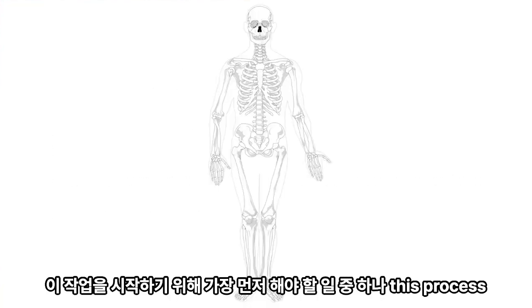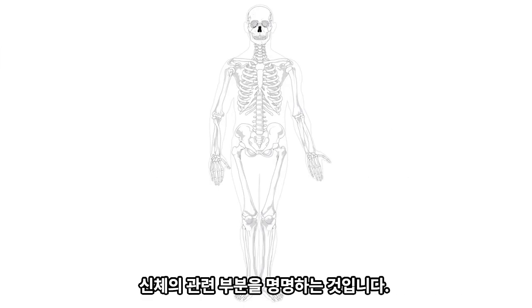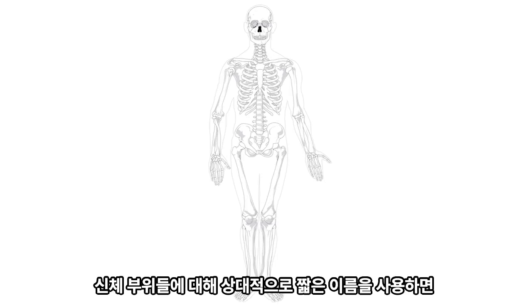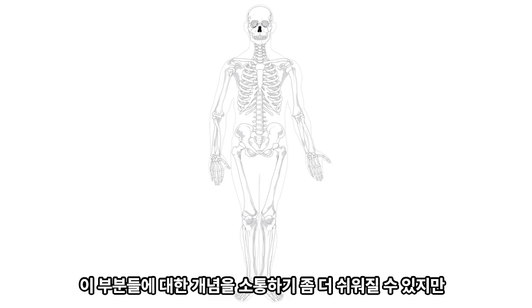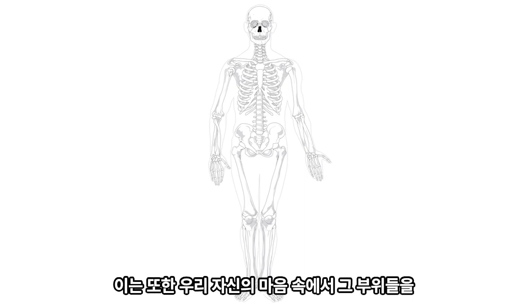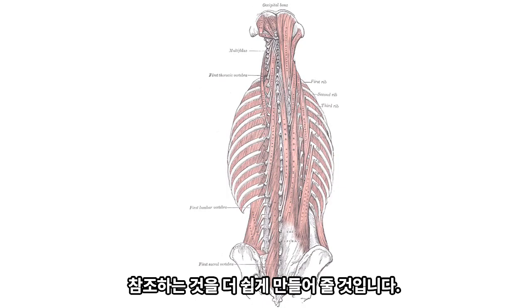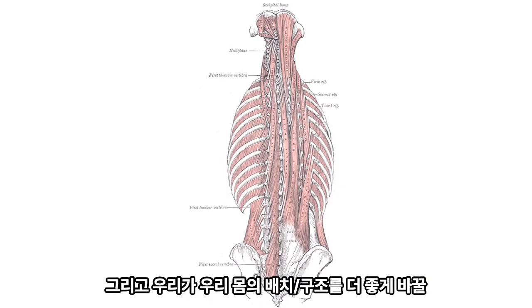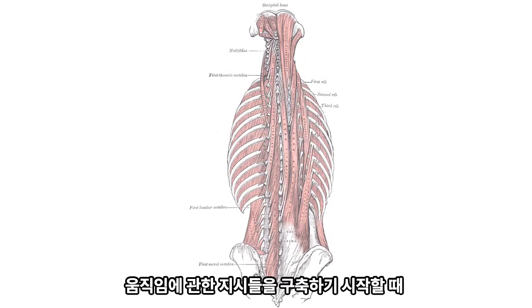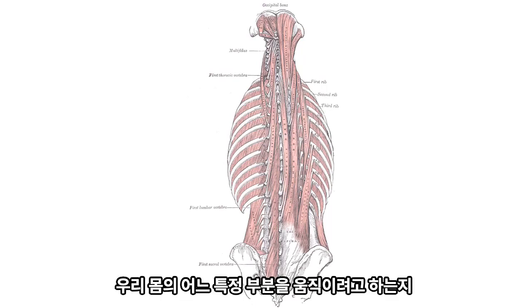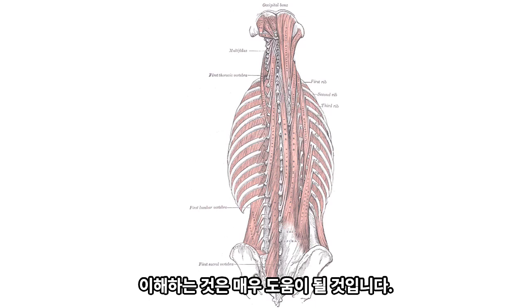One of the first things we need to do to begin this process is name the relevant parts of the body. Having relatively short names for parts of the body will make it easier not just to communicate ideas concerning those parts, but it will also make it easier for us to refer to those parts in our own mind. And when we begin to construct orders for ourselves concerning movements that will change the geometry of our body for the better, it will be very helpful to understand which specific parts of our body we intend to move.